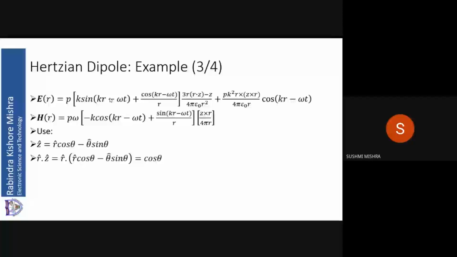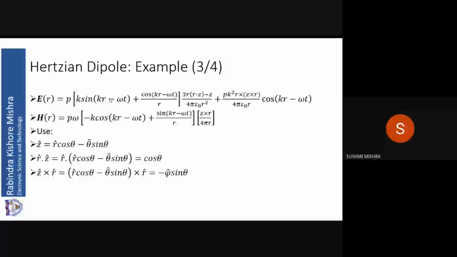From that you can easily find r cap dot z cap. Just take the dot product: r dot r will exist, r dot theta will be 0. That will give you cos theta. Similarly, find what the cross product z cap cross r cap will be. That will give you minus phi cap sin theta, because z cap we know is r cap cos theta minus theta cap sin theta. So r cap cross r cap is 0, and minus theta cap cross r cap gives you minus phi cap. So minus phi cap sin theta.